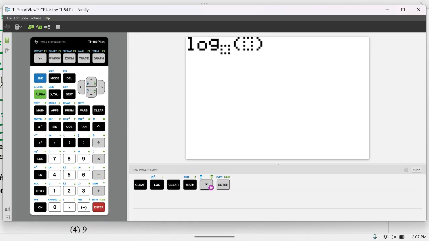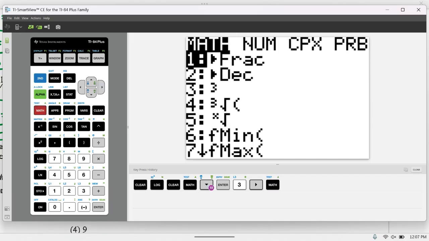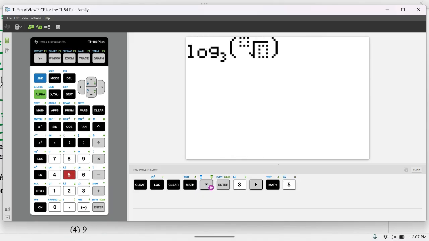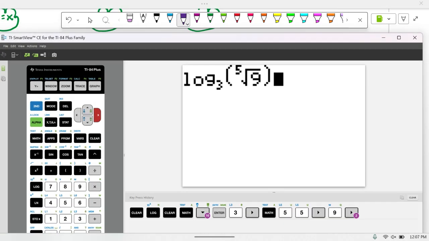So let's just do the one we just did. So I'm going to do a little 3. Then I'm going to use the arrow key to go over to the parentheses. I'm going to go back to math because I got to put in a 5th root. You guys see right here where it says 5 to the exponent root? That allows you to put any kind of root you want in. So I'm going to put the 5th root of 9. And now it's inputted.